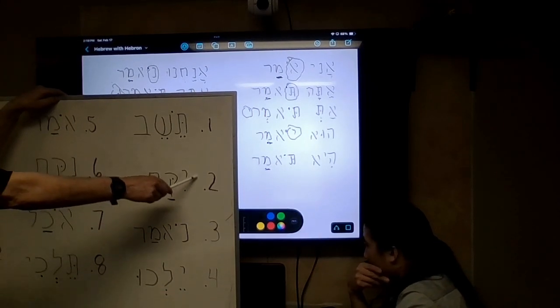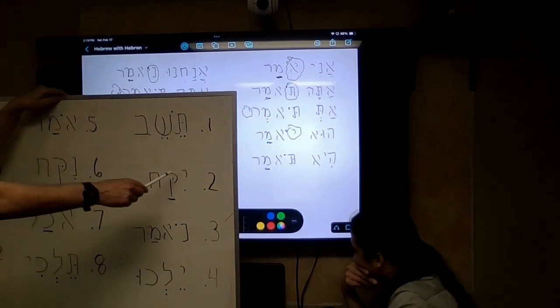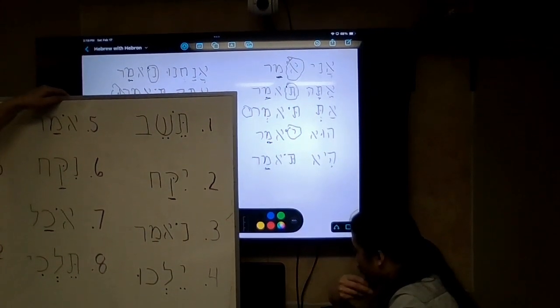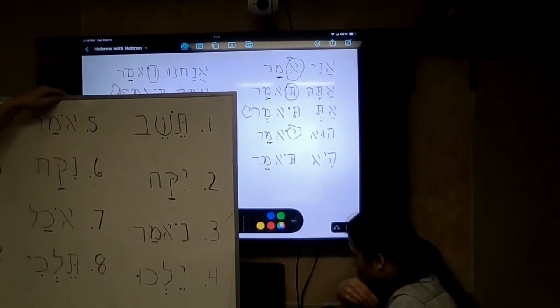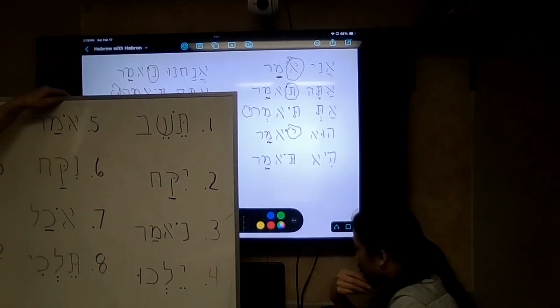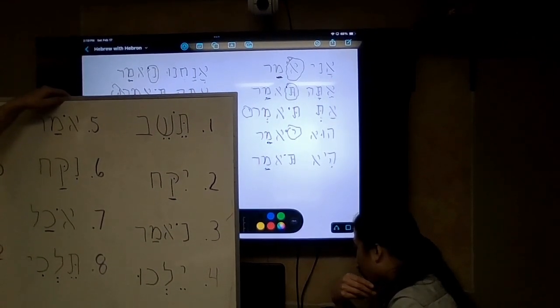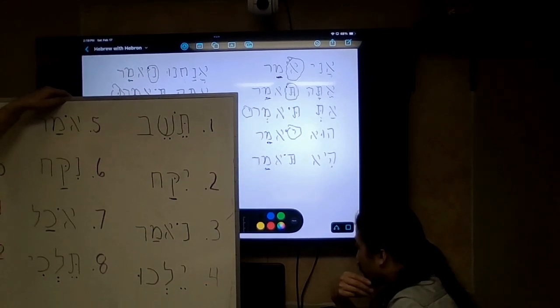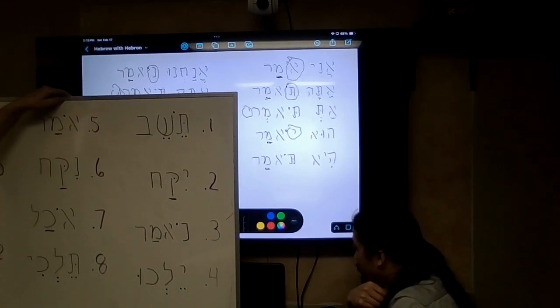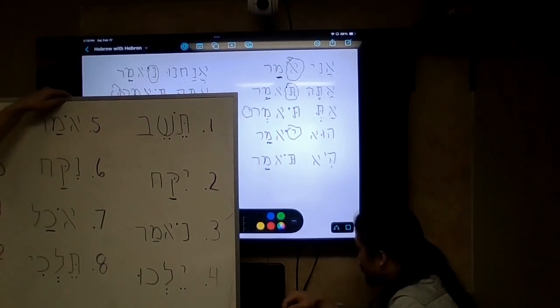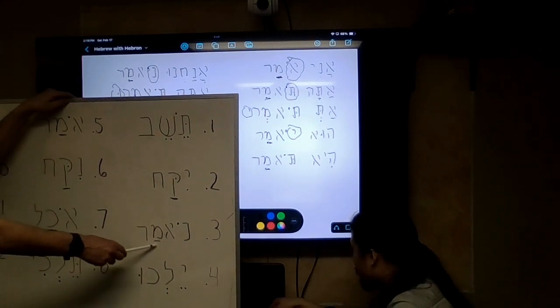This is one of our prefixes, right? But if we take that yod off, can you see it, Kathleen? You can see it, but it's not computing. Okay, James? It's a lamed. Yeah, lakach, to take. Okay, what about this one?